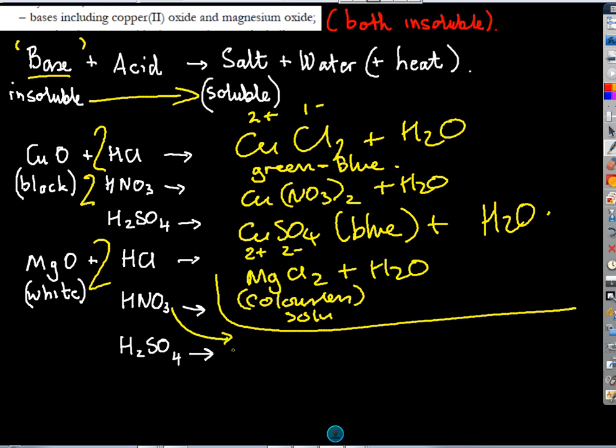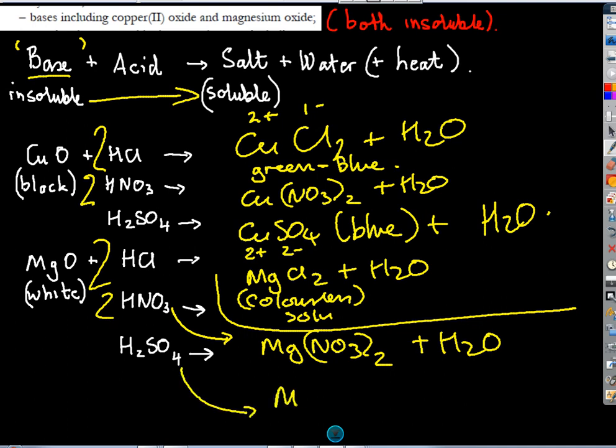Okay, so we've got magnesium nitrate, Mg(NO3)2. Again, magnesium is 2 plus, nitrate is only 1 minus. And of course, we always need our water for an acid plus base. So we go back and balance that. Magnesium sulfate is MgSO4, Mg is 2 plus, sulfate is 2 minus, plus we need our water there as well.